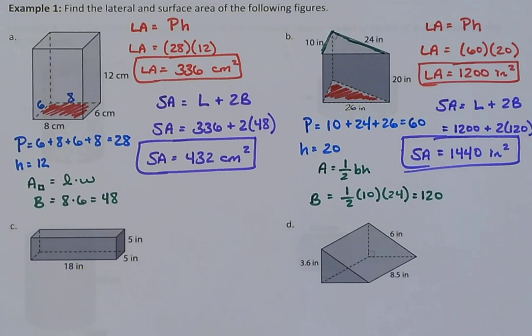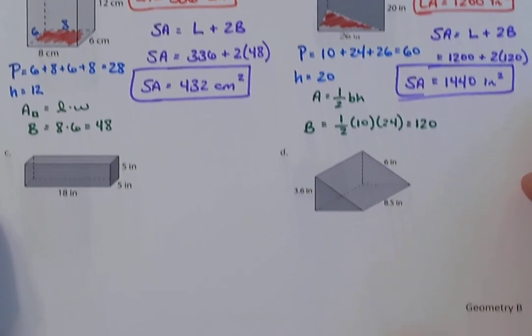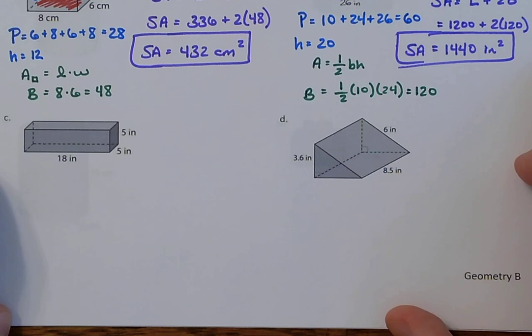Alright, so that should give you a pretty good feel for how to go through and find lateral and surface area. I do want to take a quick look and highlight a few things for C and D before we move on to cylinders.